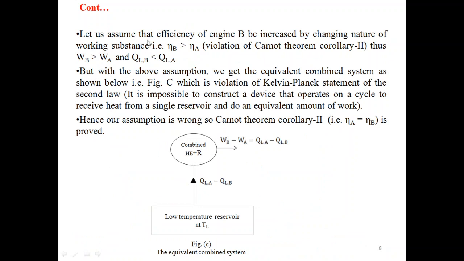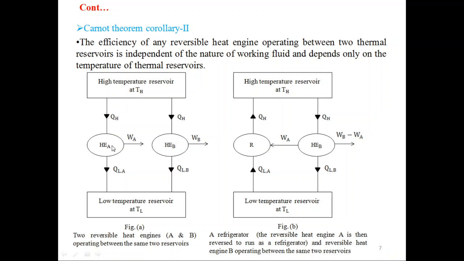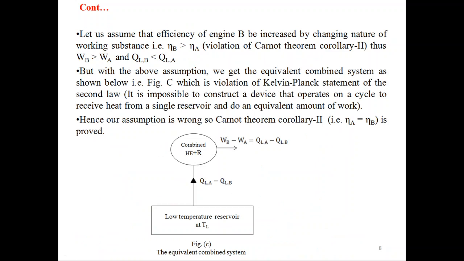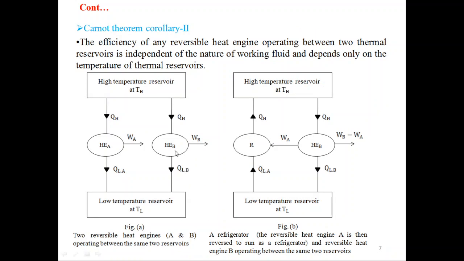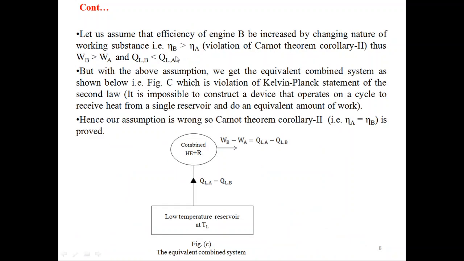Now in this case, let us assume that the efficiency of B is increased by changing the nature of the working substance. As in this case we are considering that heat engine A has a different working substance than heat engine B, and because of this we have considered that the efficiency of heat engine B is greater than the efficiency of heat engine A. Because of this assumption, we get WB greater than WA and QLB less than QLA.